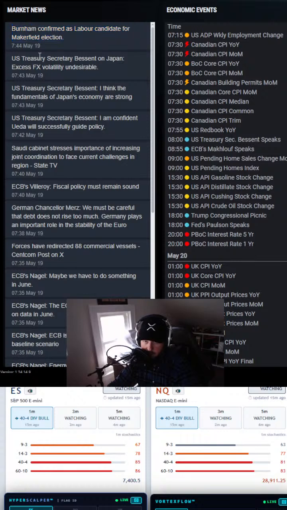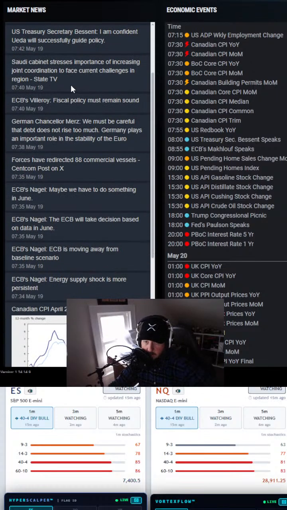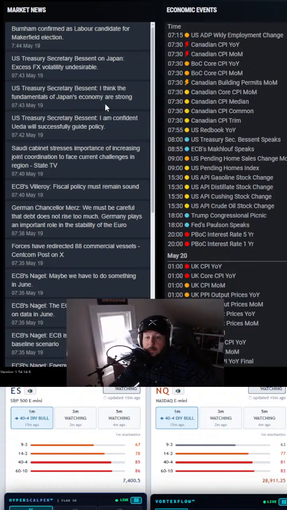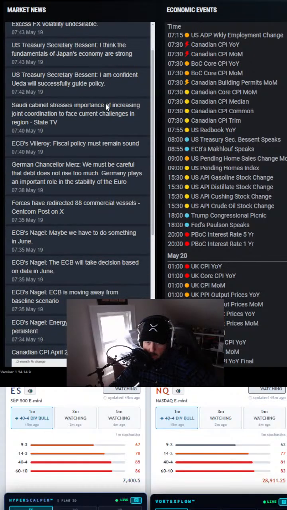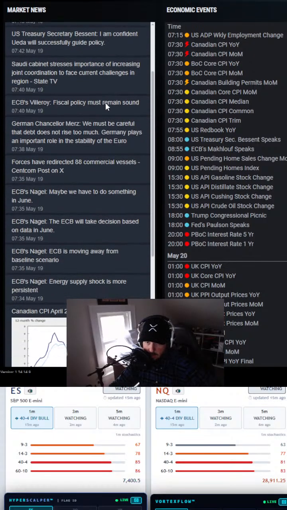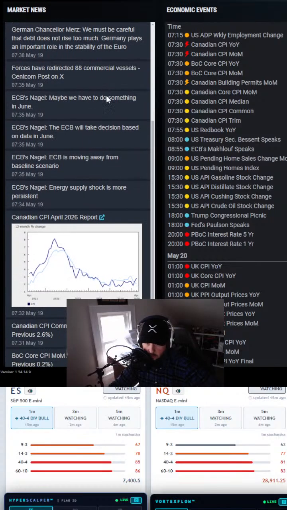So labor candidate, that doesn't matter. U.S. Treasury Secretary Bessent on Japan: excess volatility in forex is undesirable. Fundamentals of Japan's economy are strong. Confident Ueda will successfully guide policy. So just all comments on Japan.